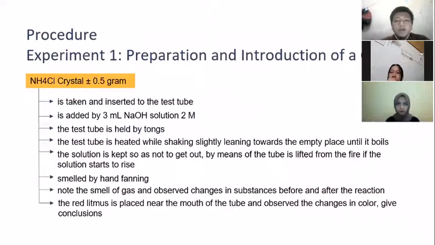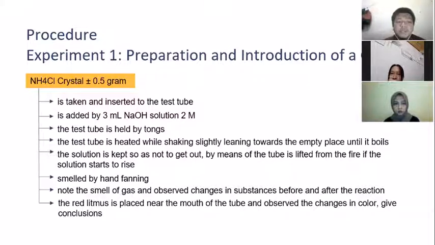Procedure for experiment 1, preparation and introduction of a gas. Ammonium chloride crystal, about 0.5 gram, is taken and inserted into the test tube. It is added with 3 milliliter sodium hydroxide solution 2 molar. The test tube is held by tongs. The test tube is heated while shaking slightly, leaning toward an empty place, until it boils. Then the solution is kept from getting out by lifting the tube from the fire if the solution starts to rise.